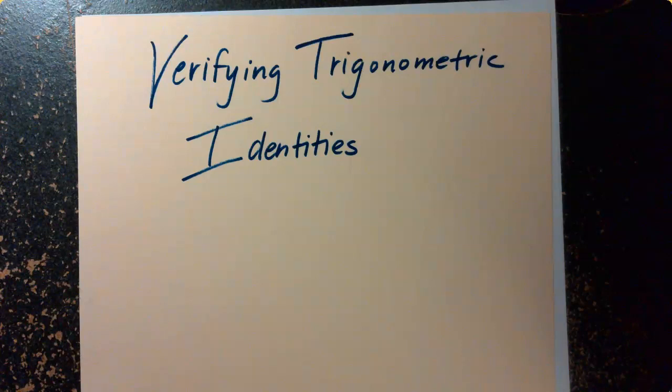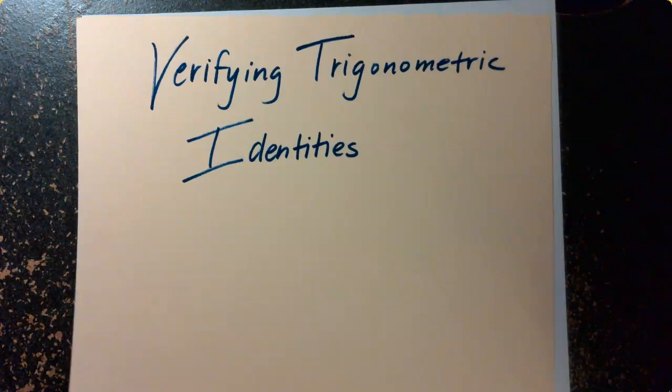I am here to talk to you briefly about how to verify a trigonometric identity. Basically, this is a process, and the key thing about it is the process. And so that can make it a little tricky because you have to know what it is you're supposed to do. What am I supposed to do with this?